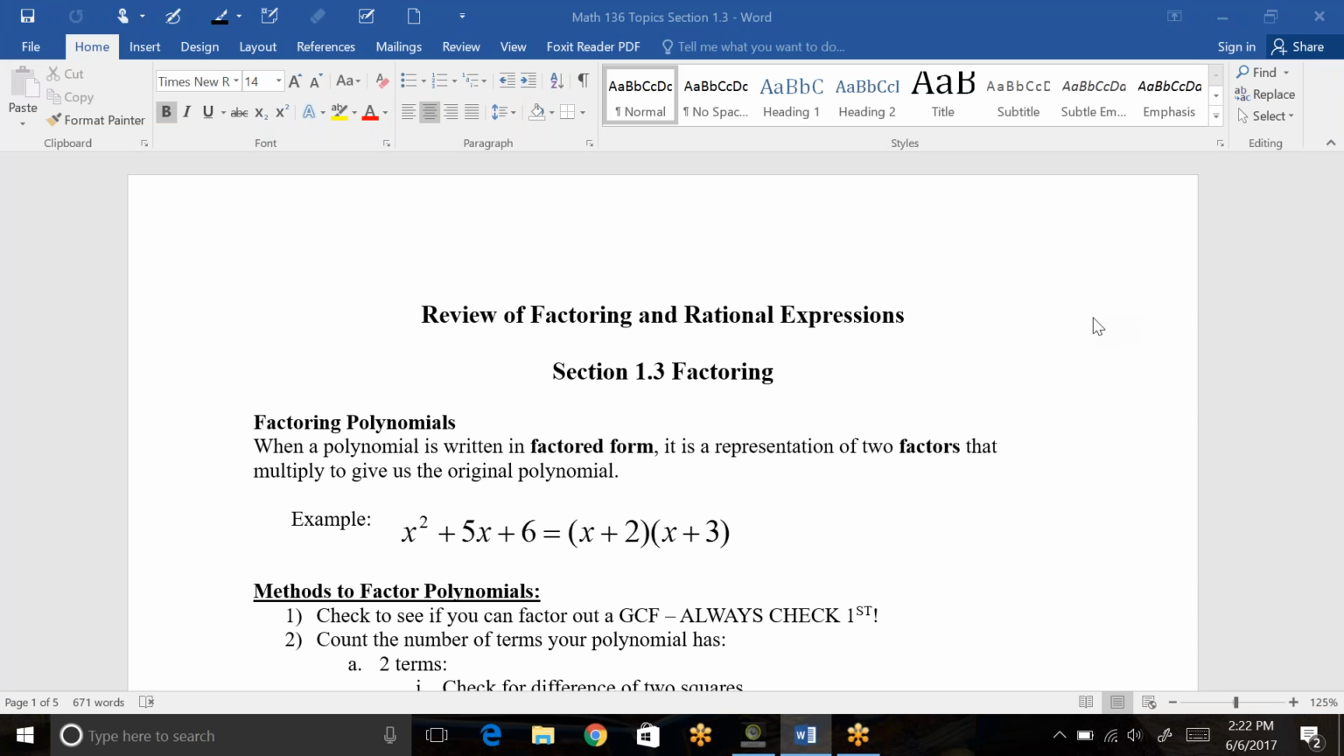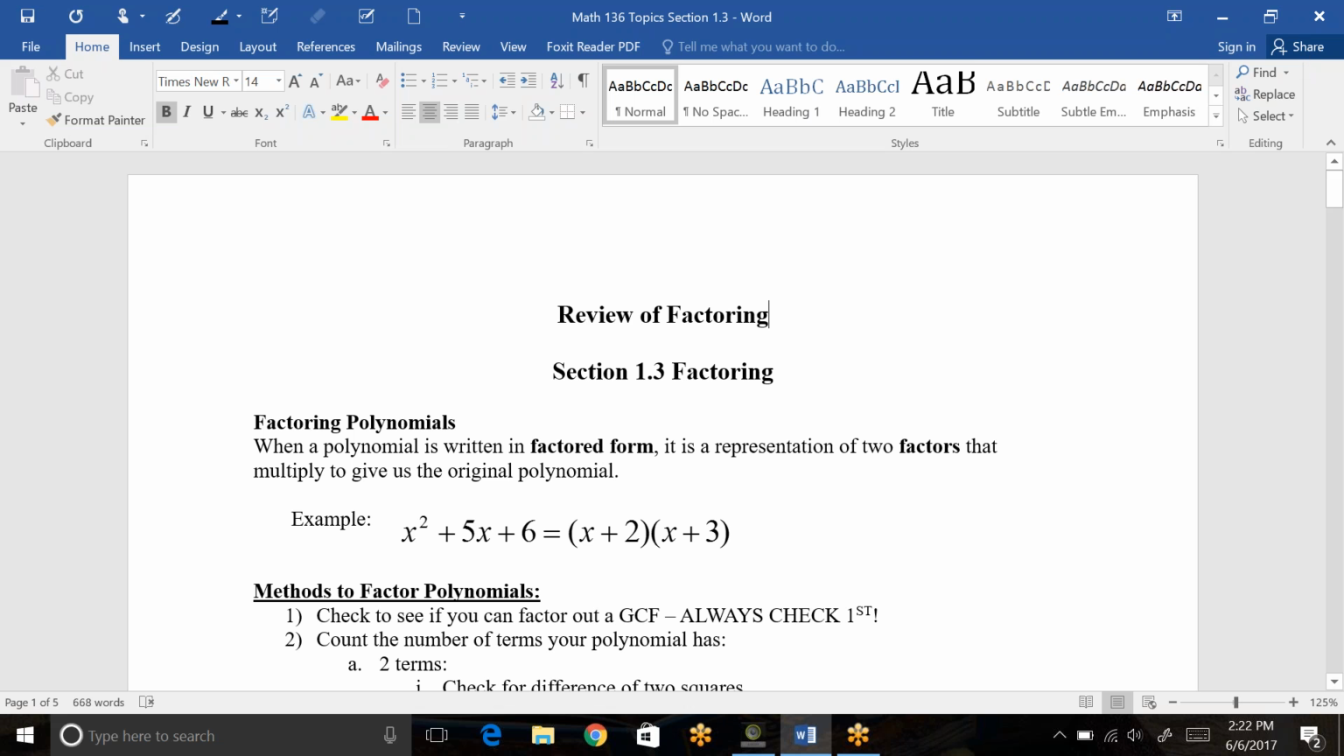Okay, this is a review of factoring. We're going to be looking at the rules of factoring and what type of polynomial you have and how that indicates which technique you should try. And what I mean by type of polynomial is the number of terms that you have.